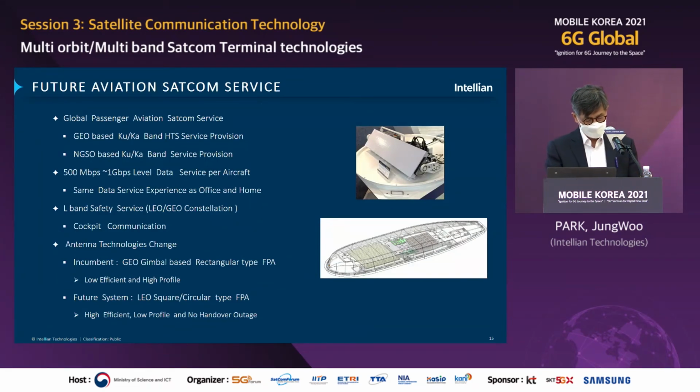And then this slide explains how aviation Satcom service will be. Aviation service is the fastest growing service sector and has become the most sought-after service for airliners, which is capable of providing 500 megabps or up to 1 gigabps throughput to each individual airplane.